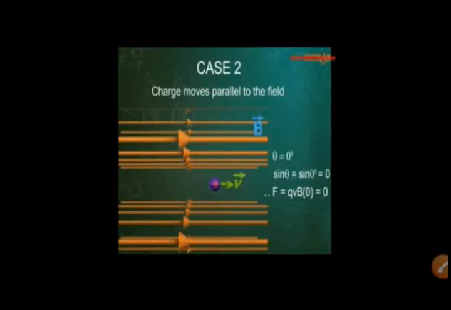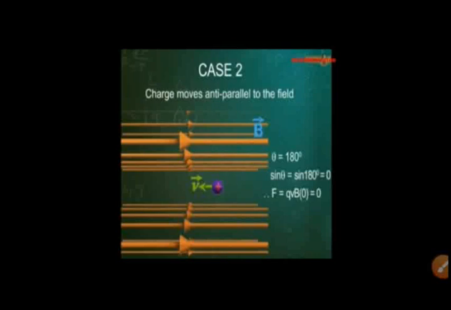Since no force is acting on it, it will continue the same motion according to Newton's first law. It will not deviate from its path, its speed will not be changed. It will continue the same motion because the magnetic force is 0 in this case.